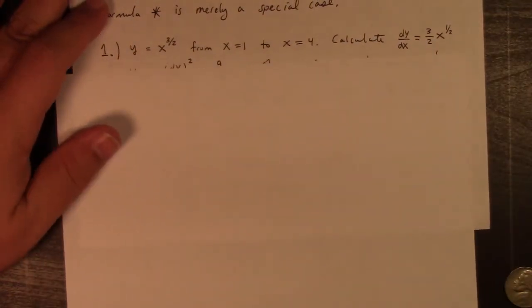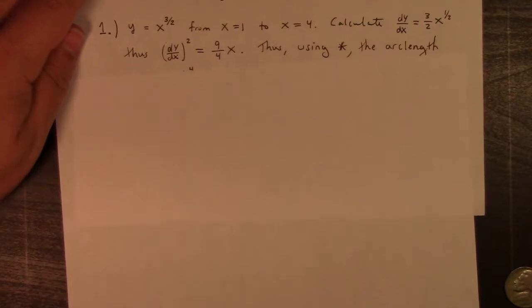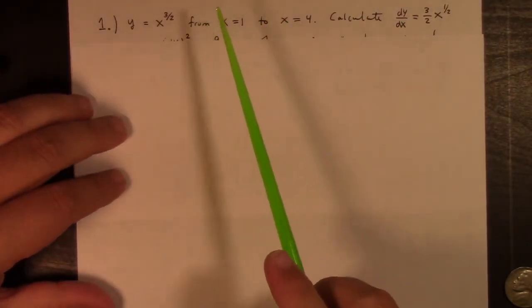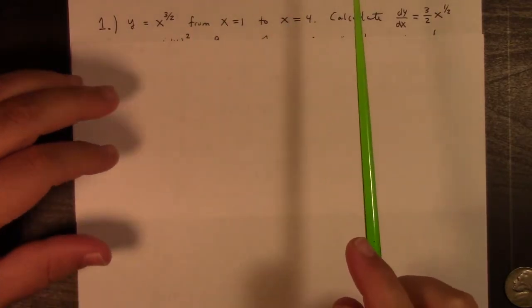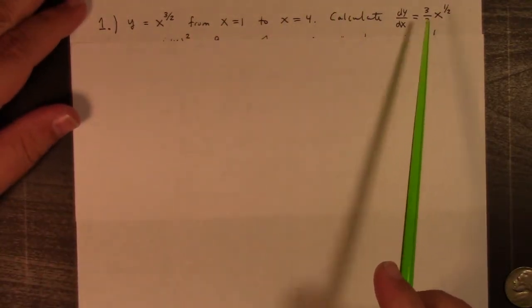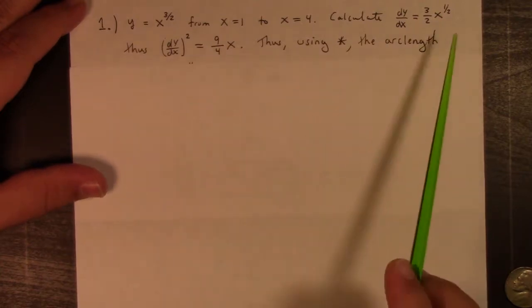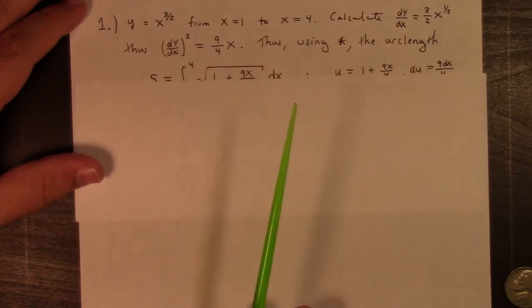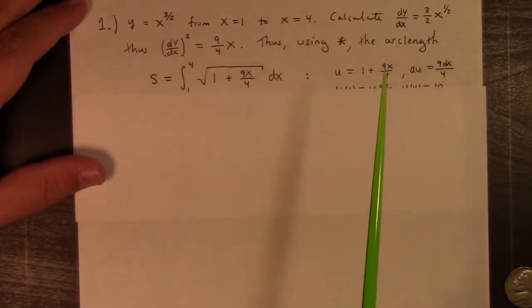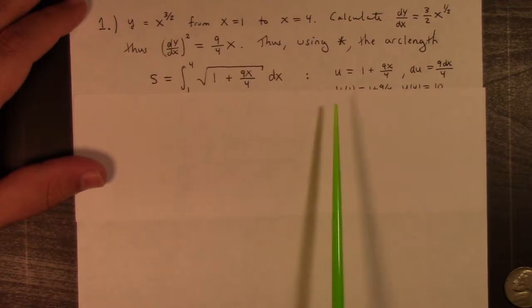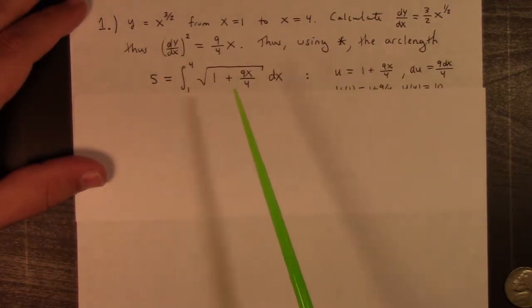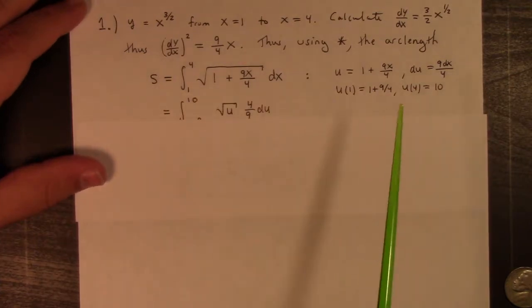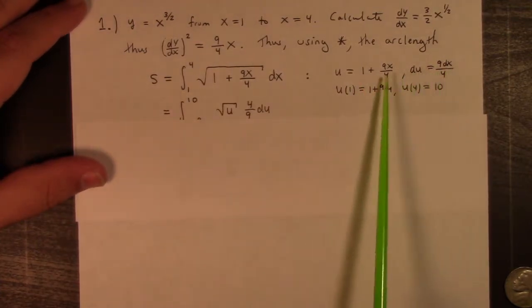We have y equals x to the 3 halves, from x equals 1 to x equals 4. We want to calculate the arc length of that curve. So dy/dx is 3 halves x to the 1 half. If we square the derivative, we get 9/4 x. Then using the star formula I just motivated through the infinitesimal method, we integrate from 1 to 4 the square root, but that's calculable using a u substitution, like so.